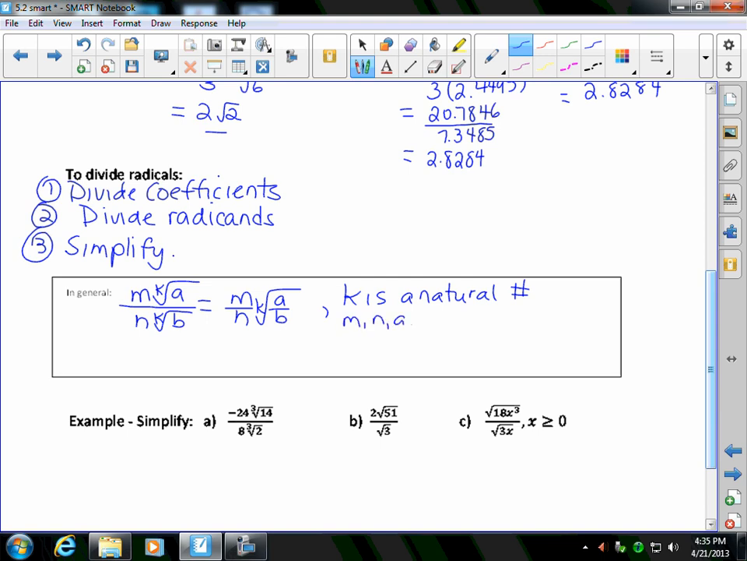M, N, A, and B are real numbers. And if K is even, then A and B have to be greater than or equal to 0. Okay? You can't have an even root of a negative number.